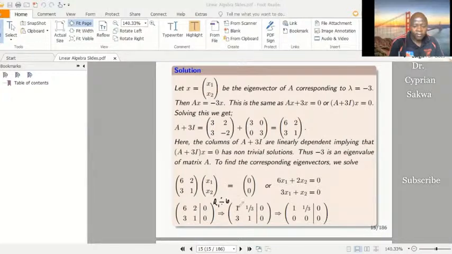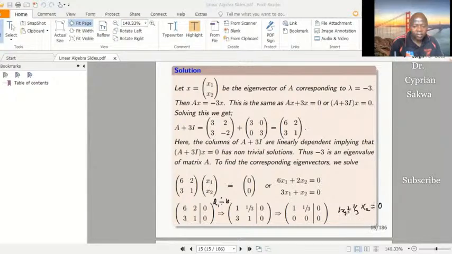Then I use this element here to create a 0 in this position. That meant that I multiply row 1 by 3 and subtract from row 2. So 1 times 3 will be 3, subtract from 3, we get 0. Then a third times 3 will be 1. Subtract that 1 from this one, we get 0. So this is what I'm left with: 1 x1 plus a third x2 is equal to 0.